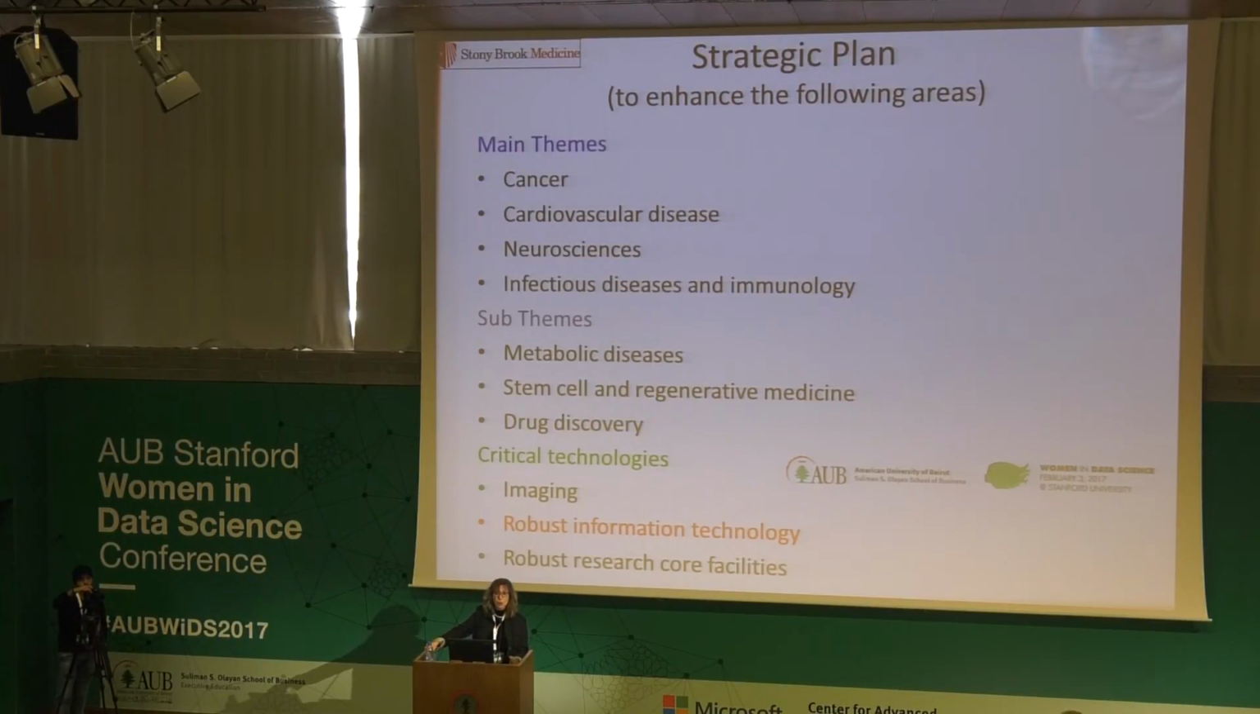But critical technologies were also needed, and one of them is imaging, because traditionally Stony Brook University is the place where the MRI was invented, and Brookhaven National Lab, which is a sister lab to Stony Brook, is where PET scanning was invented. So there's a lot of strength in imaging, and because imaging brings, again, so much data, it's very important for us to understand that and to have robust information technology. I put robust information technology in red because it's going to be important to affect all of these areas that I'm talking about.